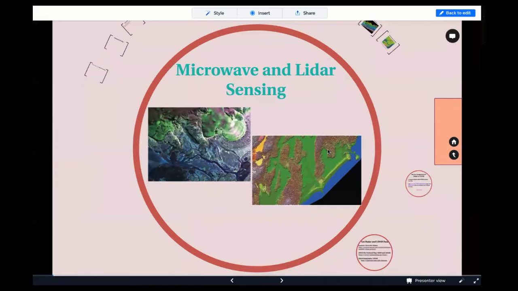Okay, so today we're going to focus on microwave and LiDAR sensing. And also, just to take a quick look at two example images here. I'm not sure if it's clear enough. Usually the sensing data we talk about today, in addition to the traditional spectral information, also offer one additional aspect of information. So by the end of today, I hope that is clear.